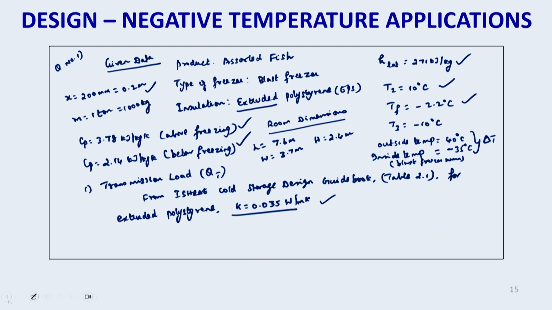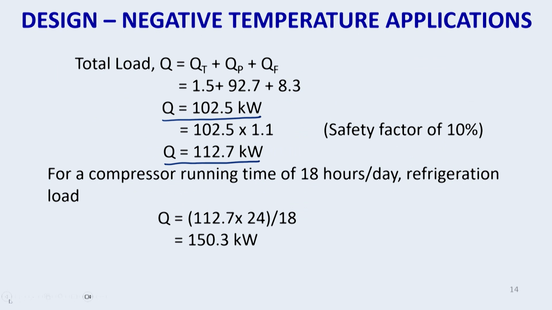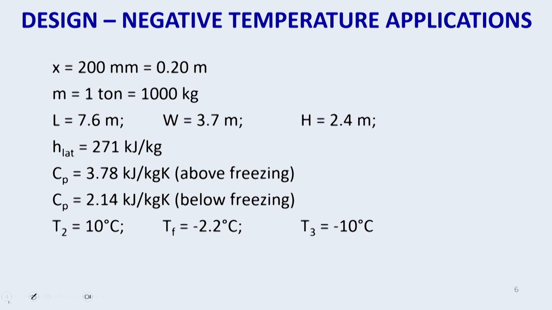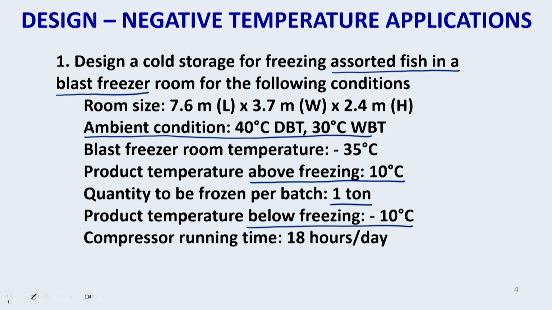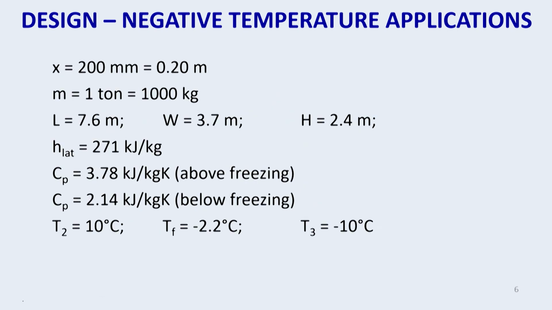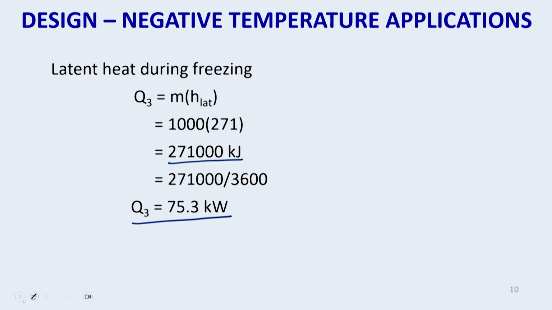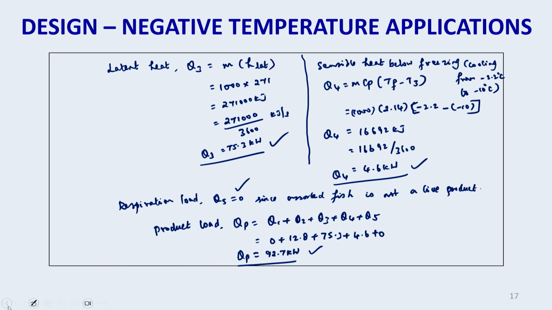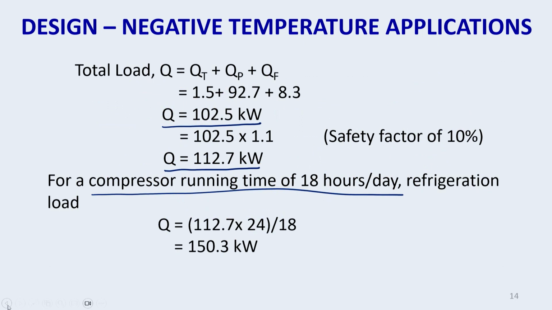And the compressor running hour is given. It is given that the compressor runs for 18 hours per day. All these data are given in the question. So the total refrigeration load for the compressor running hours comes to 150 kilowatts.